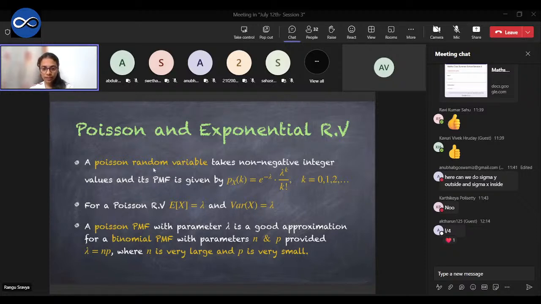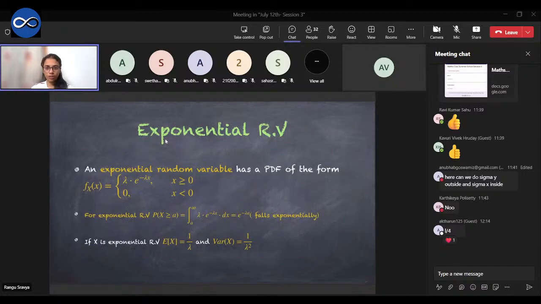So in that case, if both are given, then you can calculate the np value, take it to be lambda, and apply the Poisson random variable. So any binomial random variable which has large n and very small p, you can consider lambda to be np and apply the Poisson PMF. That's where you can apply Poisson.